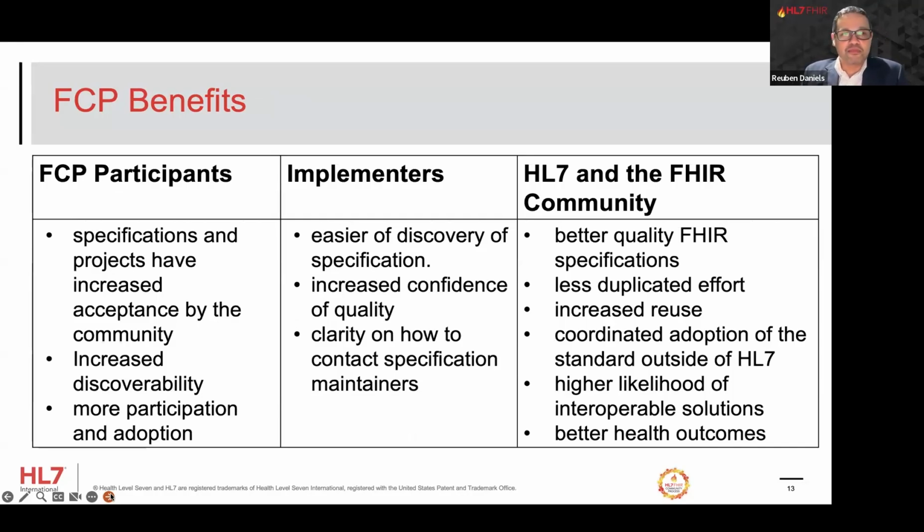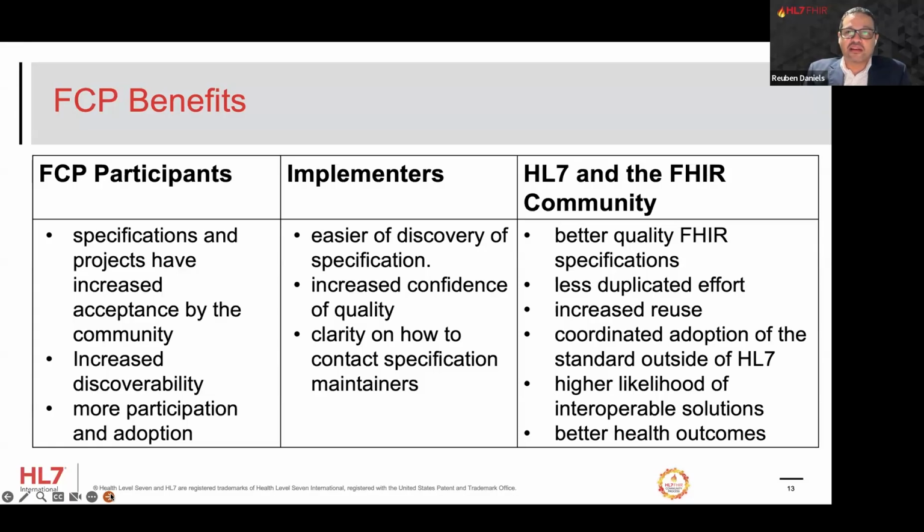For implementers or adopters of those FCP or FHIR specifications, there'll be easier discovery of specifications, so no need for you to create one yourself. It'll be easy to find one which has already been created and has met the requirements of the FCP. And thereby you can have increased confidence in the quality of that specification, as well as clarity on how to contact the specification's maintainers should you have any queries regarding the specification, or indeed to contribute to its further evolution.